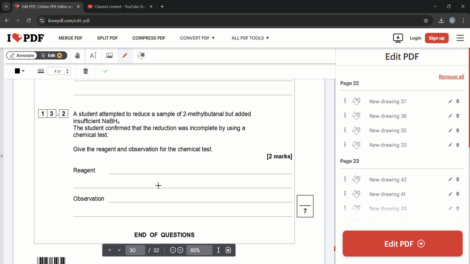And then it says 13.2, a student attempted to reduce a sample of 2-methyl-butanol but added insufficient NaBH4. The student confirmed the reduction was incomplete by using chemical tests. Give the reagent and observation for the chemical test. So if we use Tollens reagent, and what would be the observation? A silver mirror.